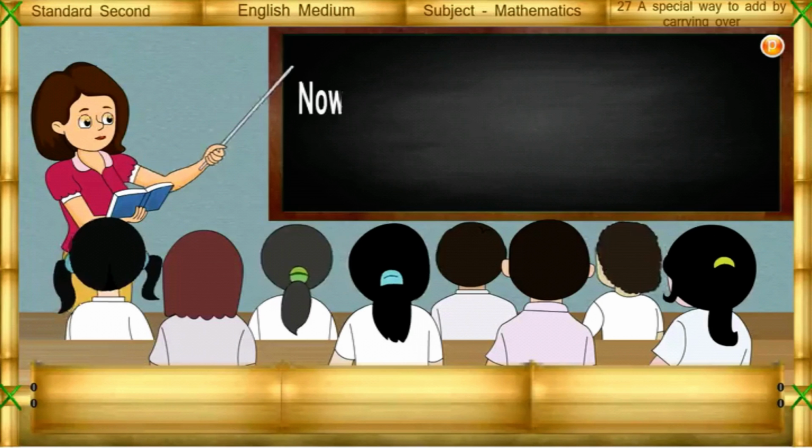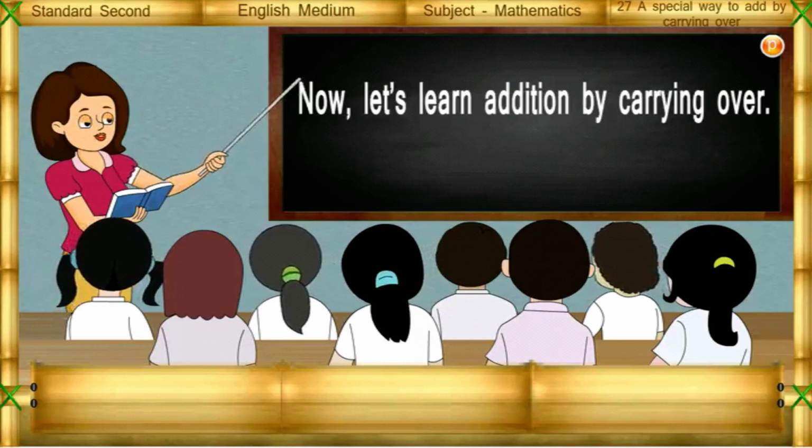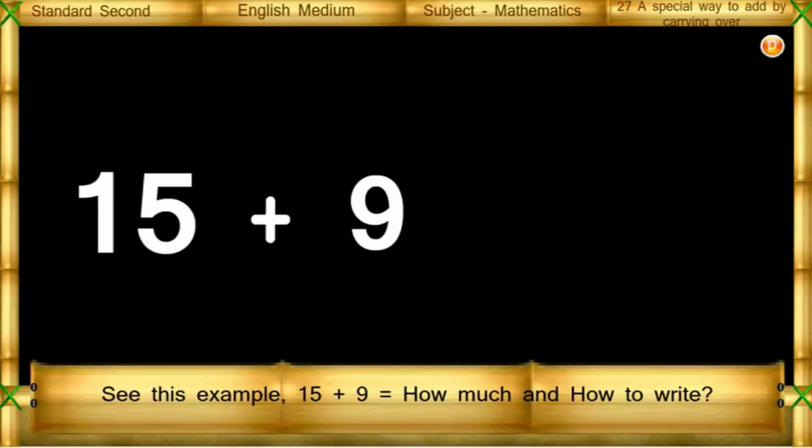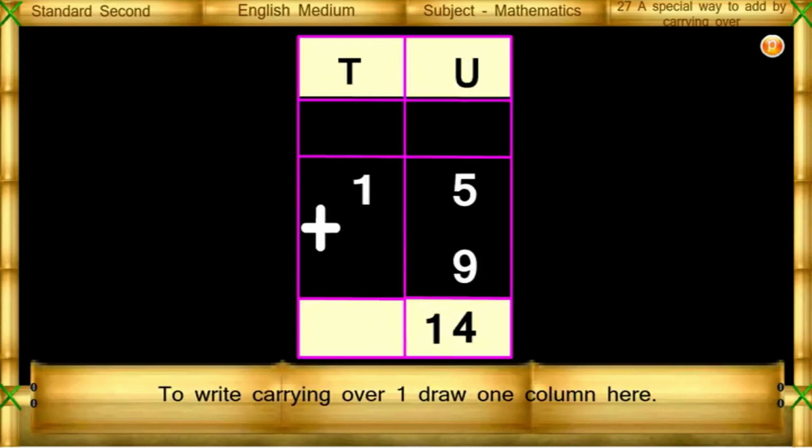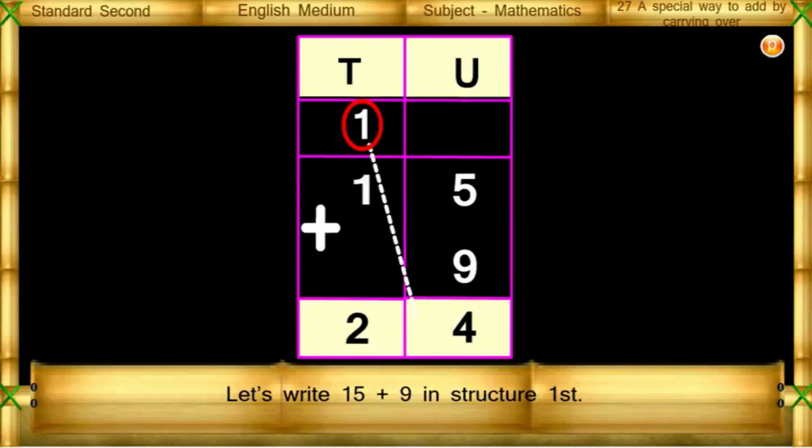Now let's learn addition by carrying over. See this example. 15 plus 9 equals how much? And how do we write it? To write the carrying over 1, draw 1 column here. Let's write 15 plus 9 in the structure.